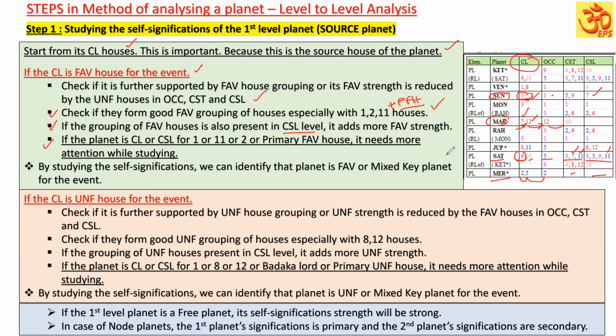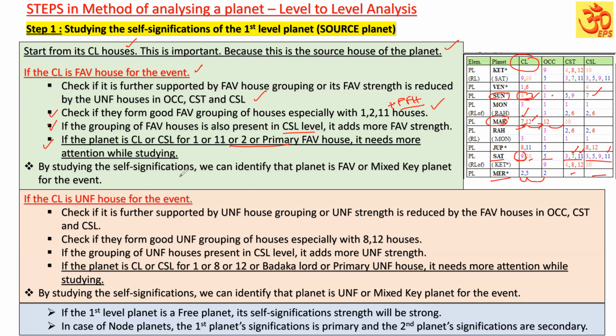It can be stronger, and it can be weaker also, because the planet having these houses in CL, and the star level and sub level planets we will discuss in the next steps, if they have unfavorable houses in the source, it will experience unfavorable results. So when we are studying the first step, check the planet's signification. If it has the primary house, or 1, 2, or 11 as primary favorable houses in self in the CL or CSL, it needs more attention while studying.